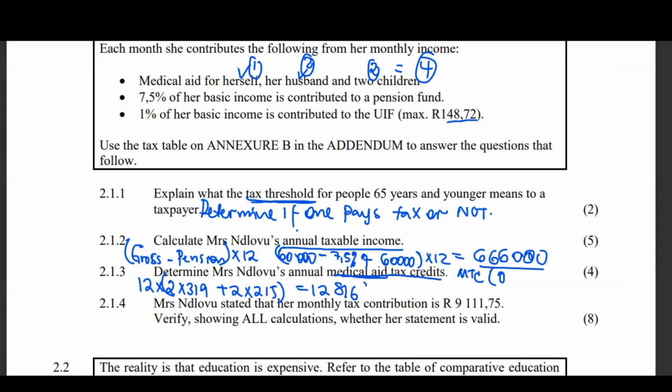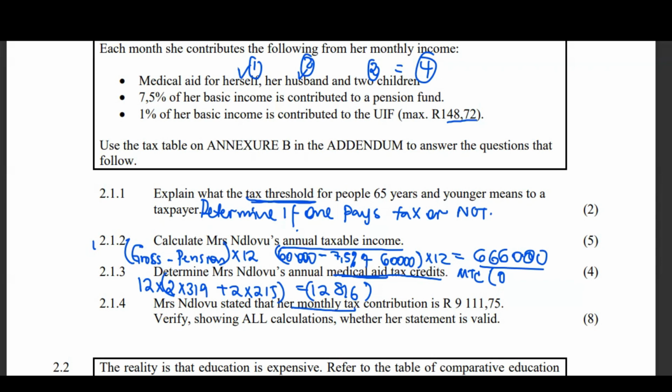This is medical. Also, this one is added onto the rebate. You understand? It's a relief for those who pay medical aid. Mrs. Ndlovu stated that her monthly tax contribution, take note of that, is monthly. Yet for us, the values we're dealing with are annual, simply meaning you look for the annual tax paid divided by 12. Then the person says the monthly tax contribution is 9,111 rand 75 cents. Verify showing all calculations.